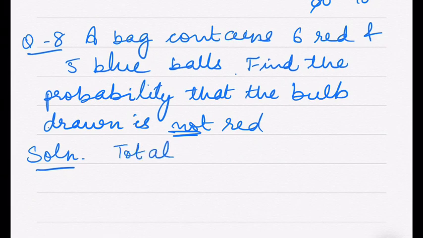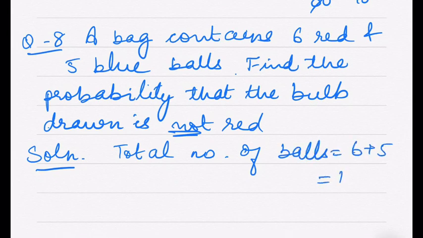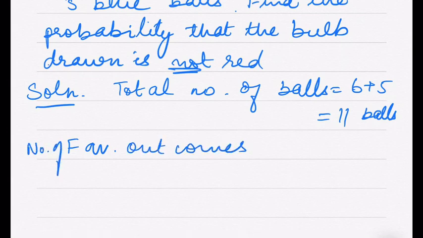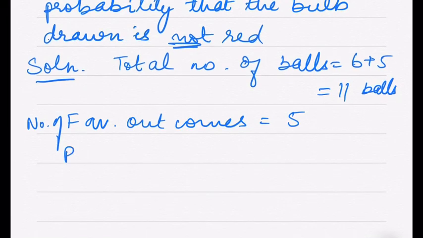Okay, so now how many total balls? The total number of balls, or total number of outcomes, is 6 plus 5. So there are 11 balls in total. So my total number of outcomes is 11. Not red. So there are only 2 kinds of balls. Correct. So now my favorable outcomes will be how many? Not red, so they will be blue balls. So those will be equal to 5.